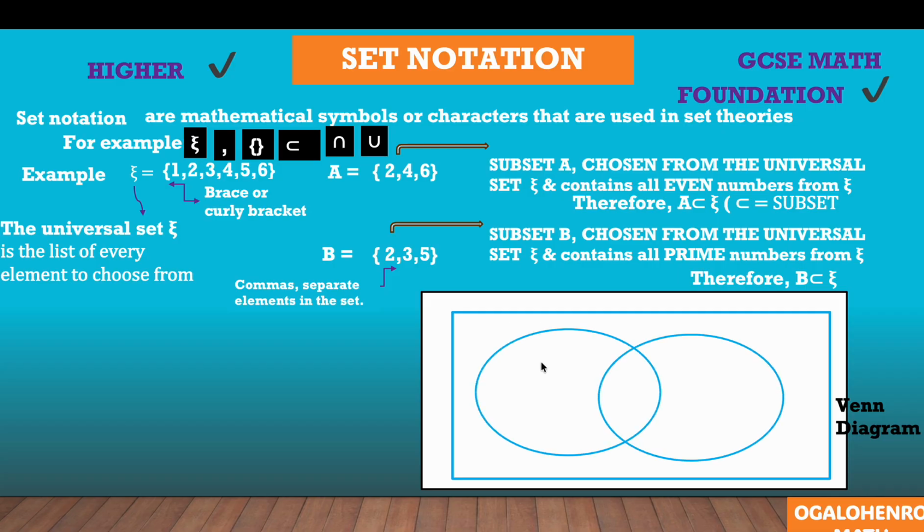Is it getting good? Yeah, it's getting good. Then after doing that, the next thing you do is label your circles. You could call the first circle subset A, and the second subset B. At the end of everything, you have to introduce your set notation, showing that everything in the rectangle is the universal set. Now we have a Venn diagram, but it's empty.